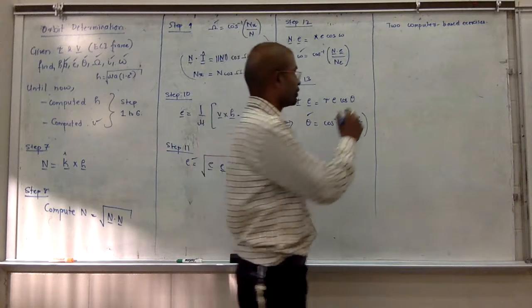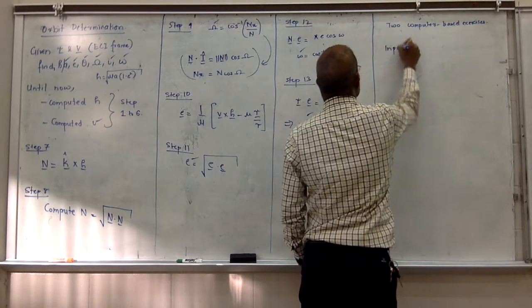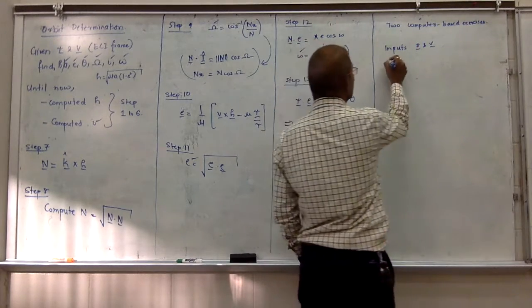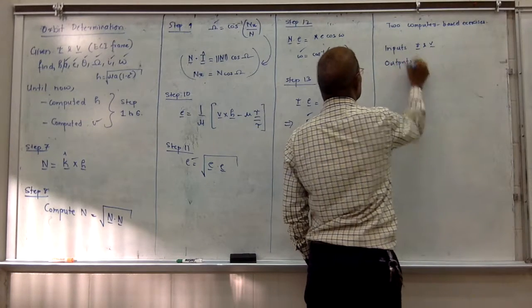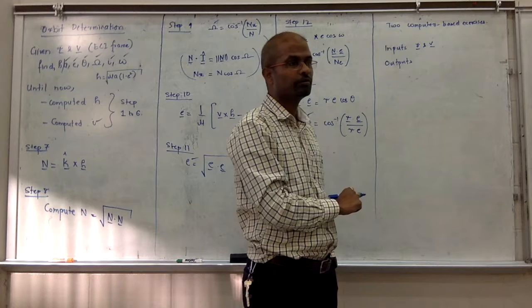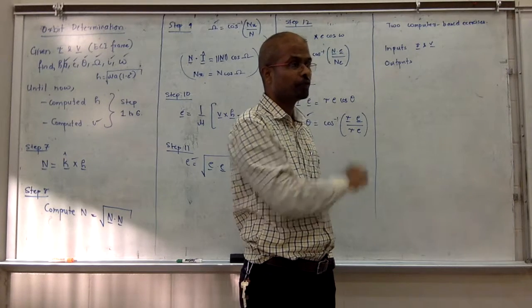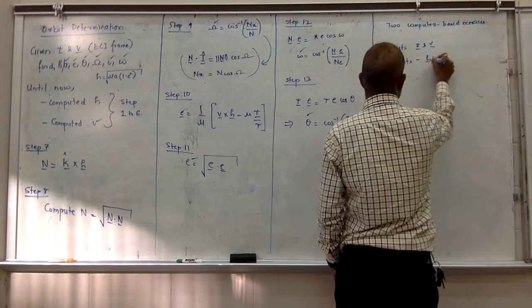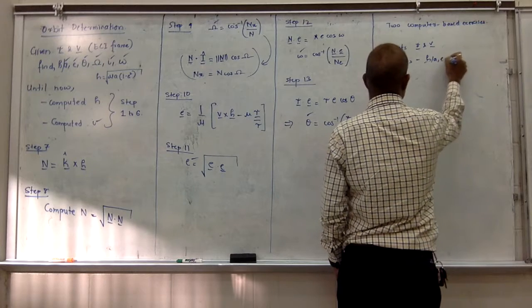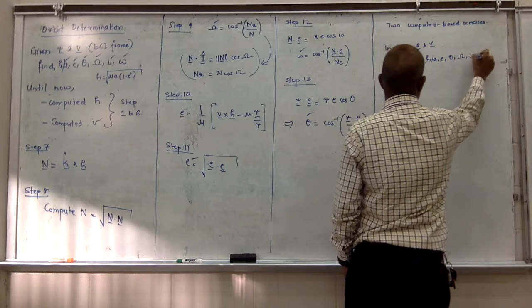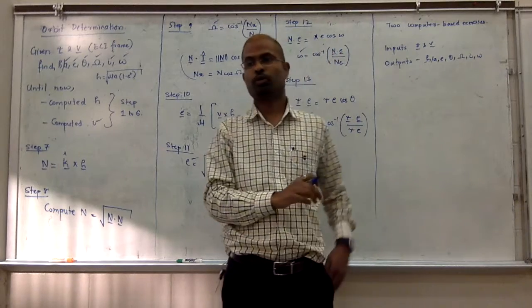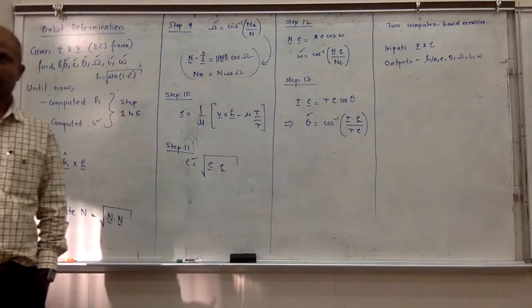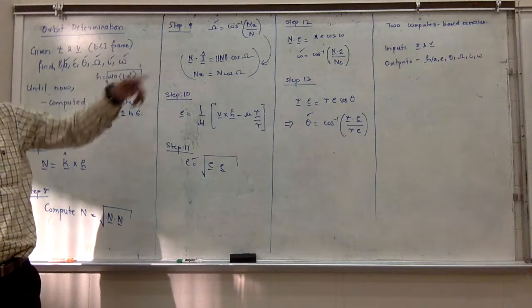So your inputs would be R and V. And what would the outputs be? The orbital elements, all of them: H, A, E, theta, capital Omega, I. You write a program which, given R and V, will compute all of this.